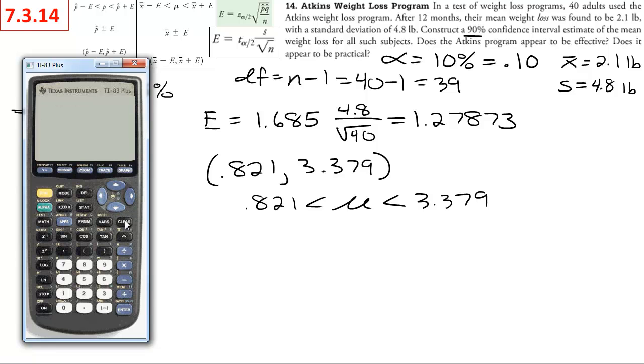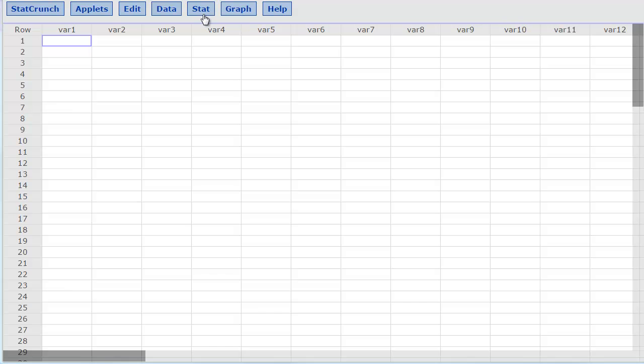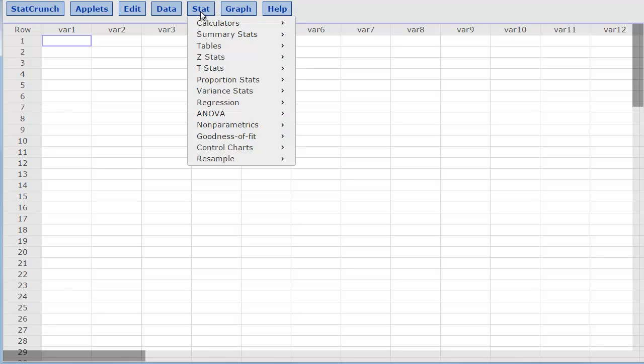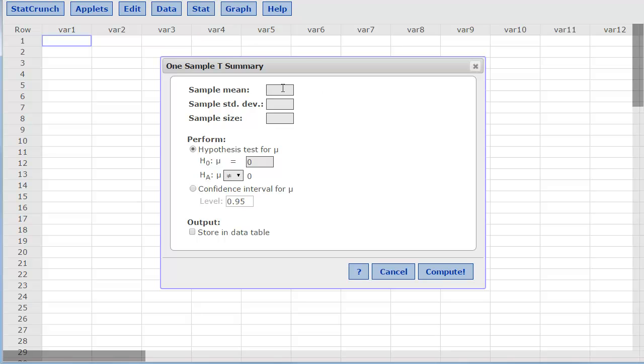All right, let's try StatCrunch. StatCrunch is just as easy. You go to Stat, T stats, because we're dealing with T's here, because we're doing confidence intervals around a mean, and we don't know the population standard deviation. If we did know the population standard deviation, we'd be doing Z statistics, but that almost never happens. So we're doing T statistics. We have one sample. We don't have the raw data. We have summary.